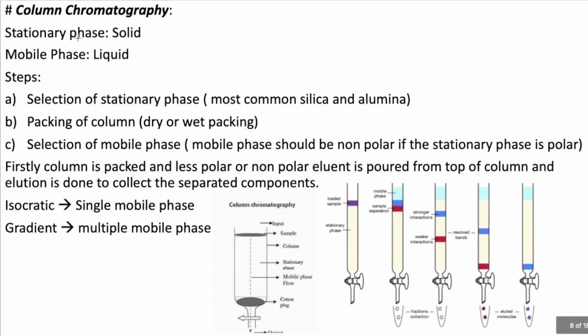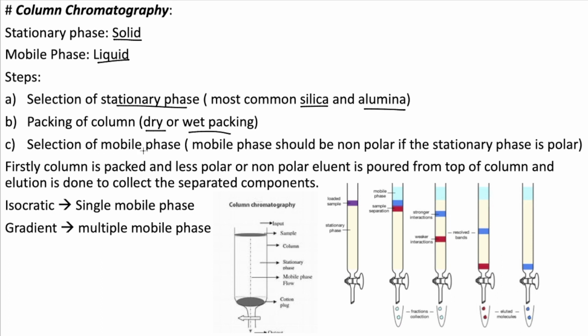Next is your column chromatography. The next step after TLC or after paper chromatography is to go for column chromatography. So here the stationary phase is again solid, and the mobile phase is liquid. The first step is to select a stationary phase. Most commonly silica or alumina is selected. Then you have to pack the column, dry or wet packing. There are two types of packing of column.